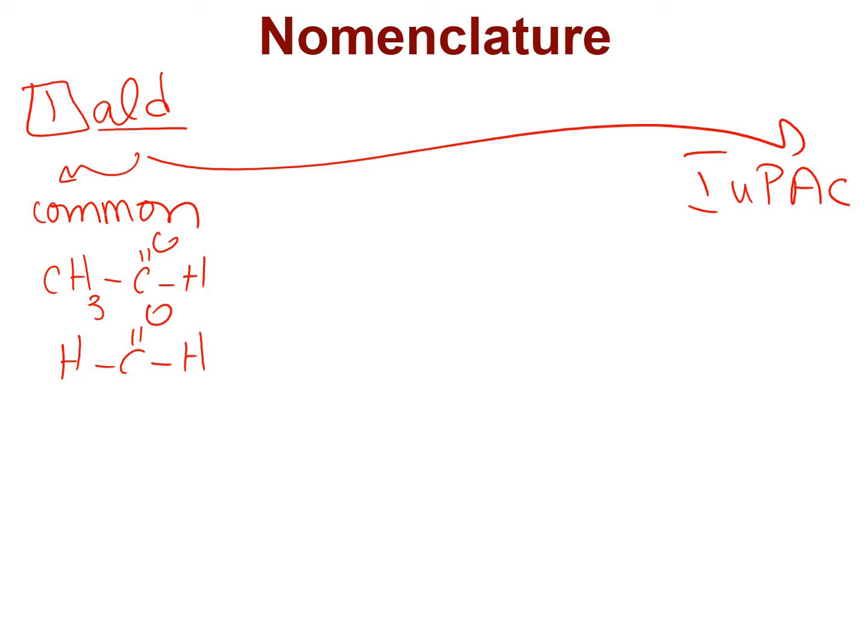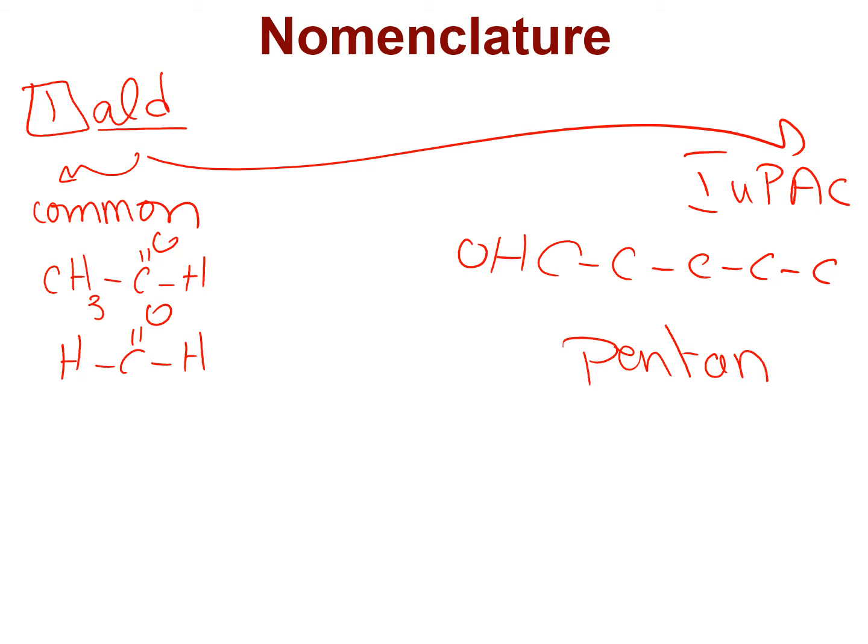As for the IUPAC nomenclature, you look for the longest chain, the same rule. You look for the longest chain containing the highest priority functional group, which is here the aldehydic group. You name it. So for example, here you have 1, 2, 3, 4, 5 carbons. So this is pentane. And you remove the E and you add an al. In case of alcohols, you remove the E and you add an ol. In case of aldehydes, you add an al. In case of ketones, you add an on.